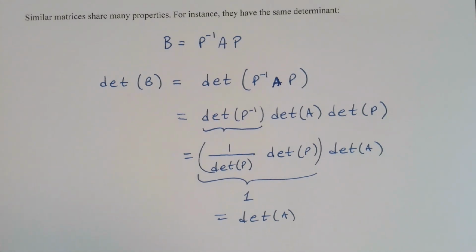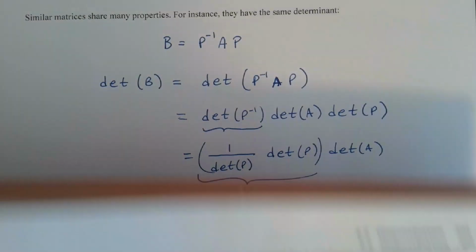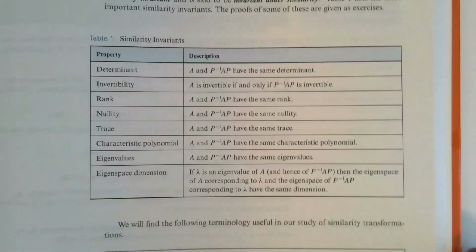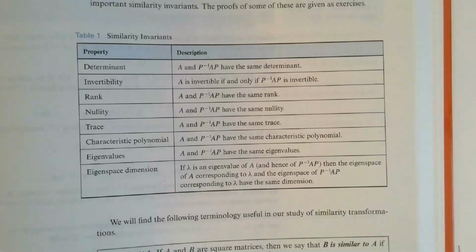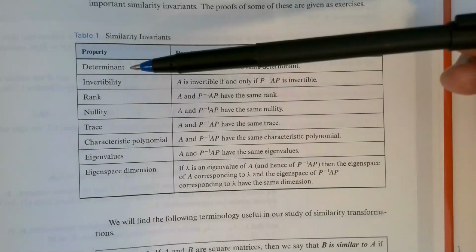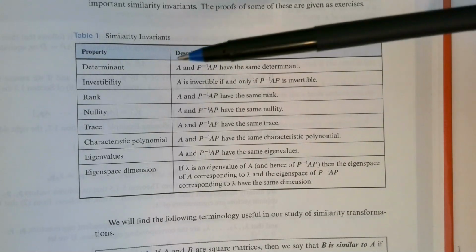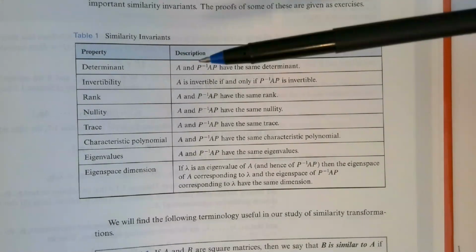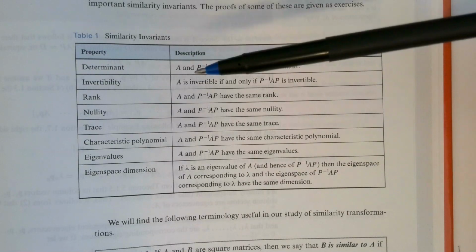And so let me just show you a summary of some of those properties from the book in section 5.2. And this is on page 303 in the book. And here are the similarity and variance here. We've already shown that they have the same determinant, right? Two matrices that are similar, A and B equal to P inverse AP, they have the same determinant.